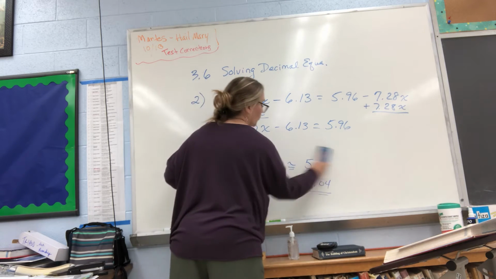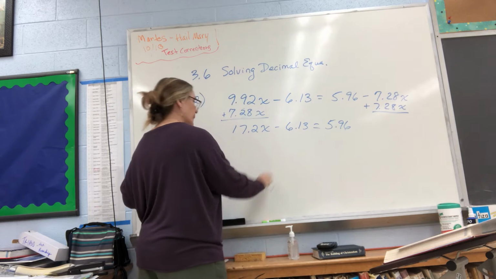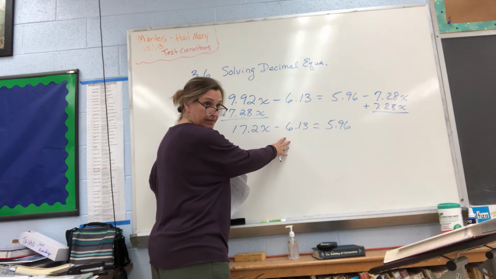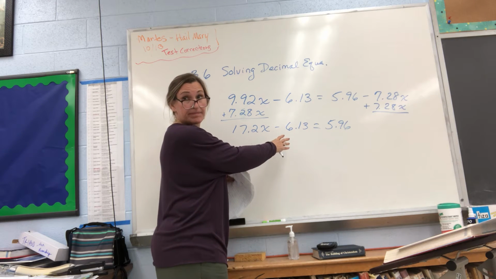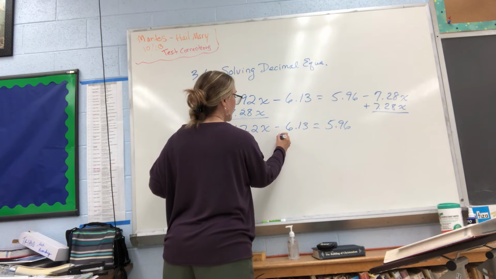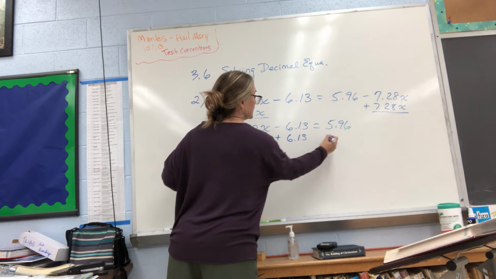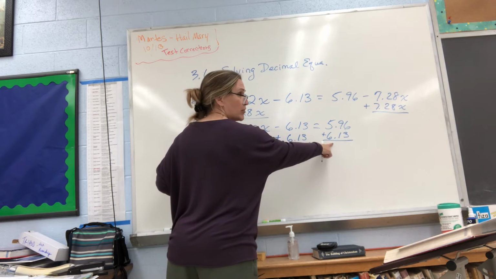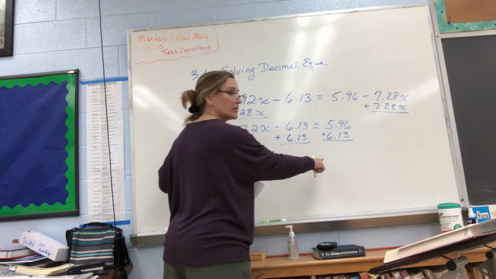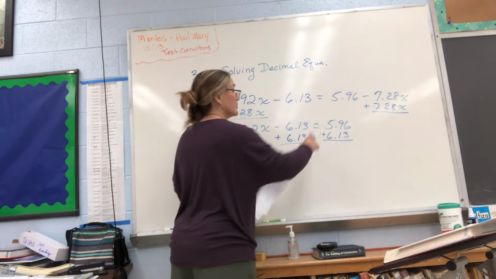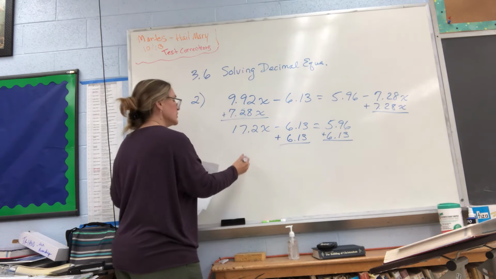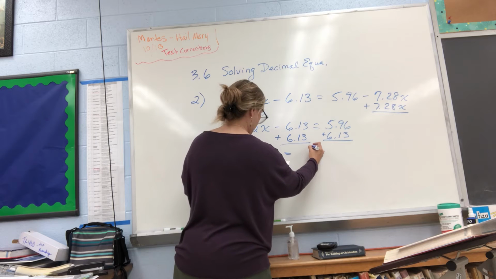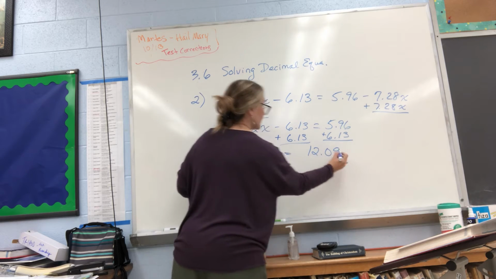Here we go. What do I need to do on this side? Add it to both sides. Yes, add it to both sides. Let's do it. I'm going to write it underneath again this time. And I'd like someone to help me here. Is this same sign, sum, or is it different signs, different? Same sign. So sum them. Add them. Go for it. What do you got? 12.09. Okay. I like that.